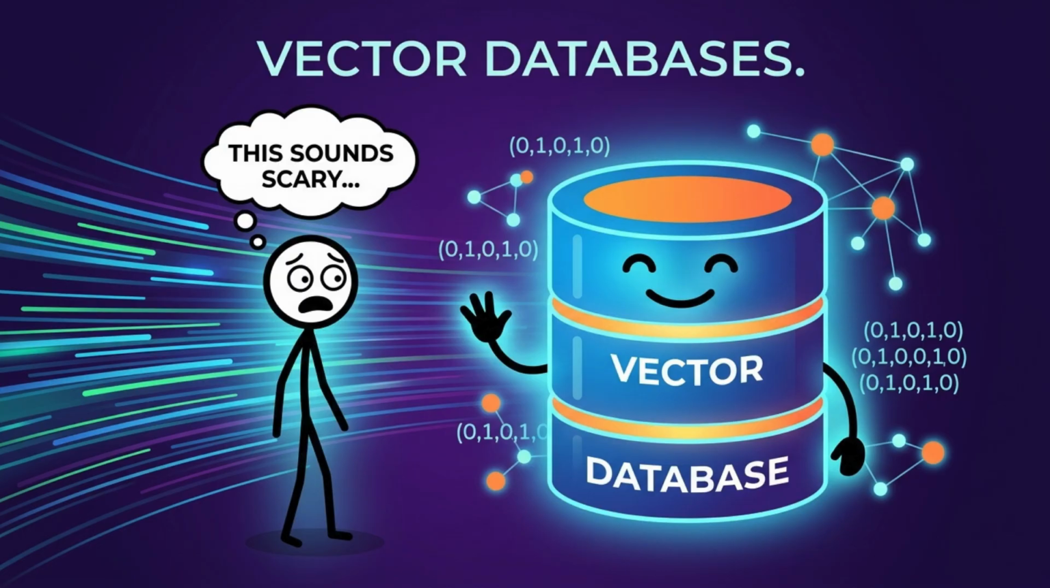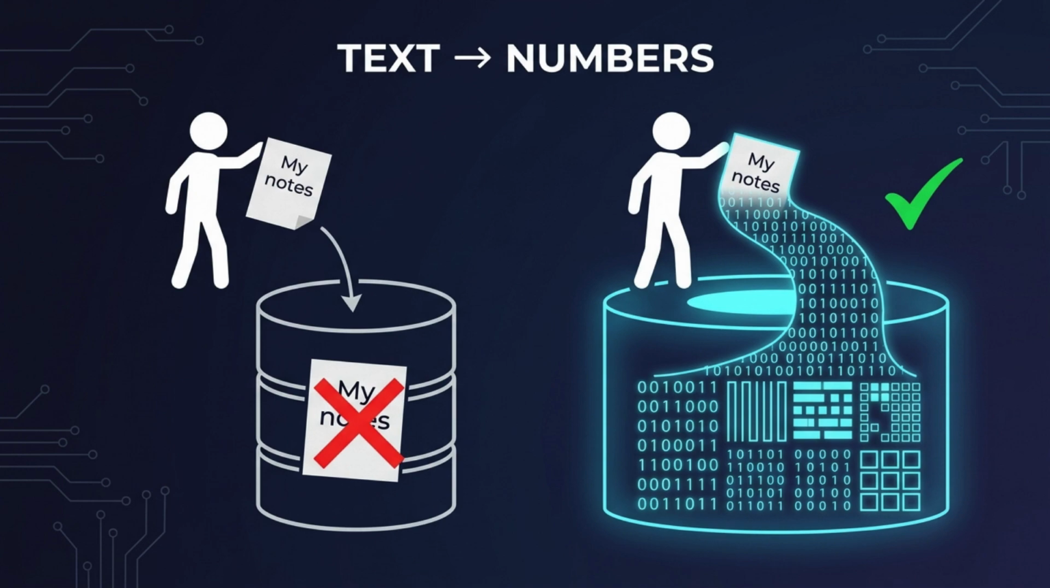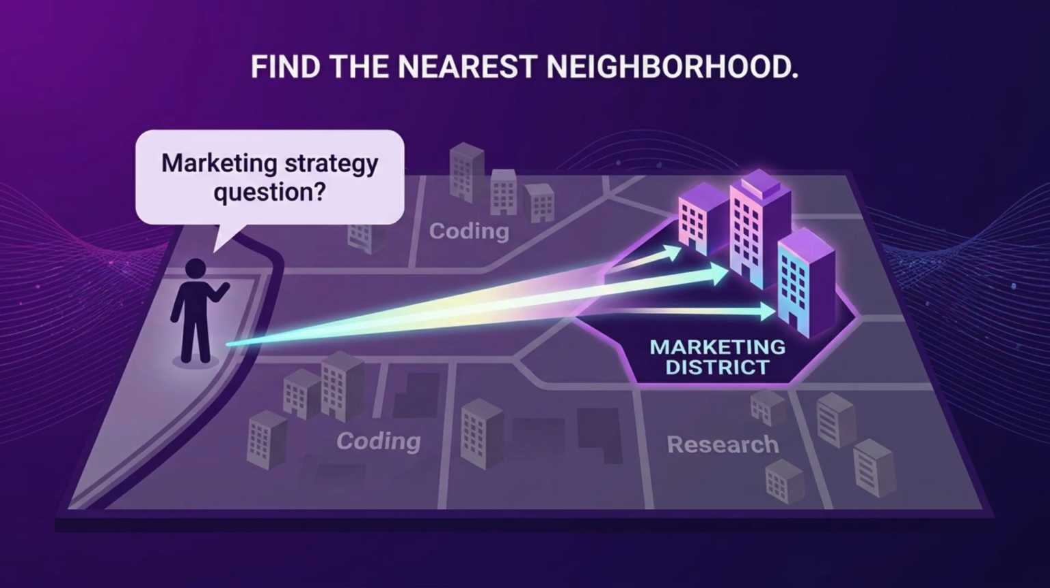This is where vector databases come in. And I know that sounds terrifyingly technical. But hear me out. A vector database doesn't store your notes as text. It stores them as numbers. Long lists of numbers that represent the meaning of your words. Think of it like this.